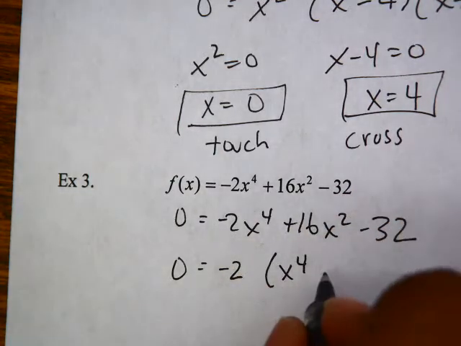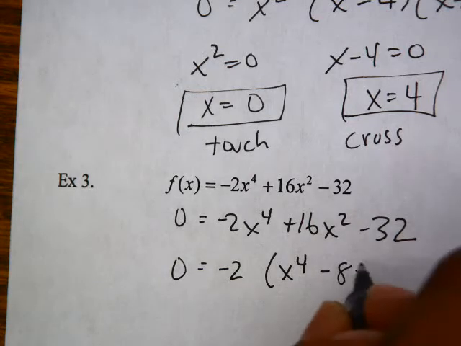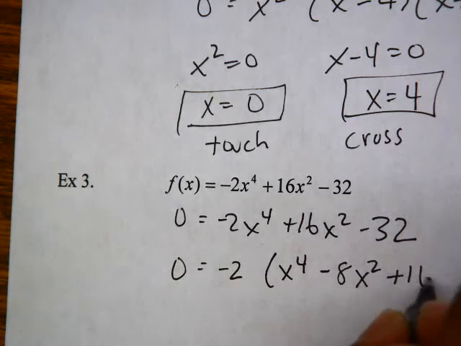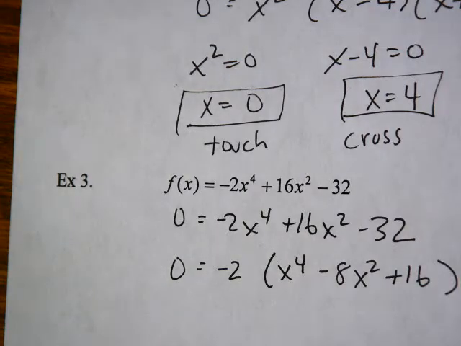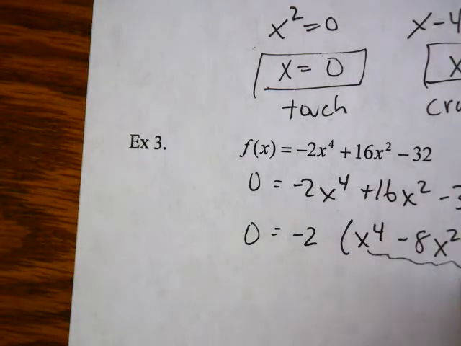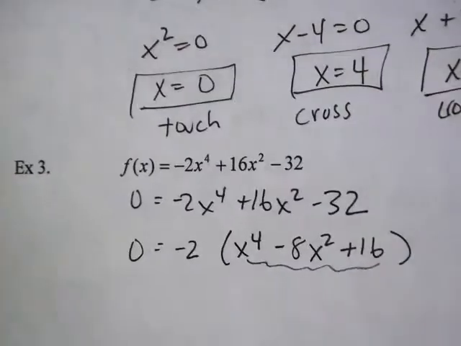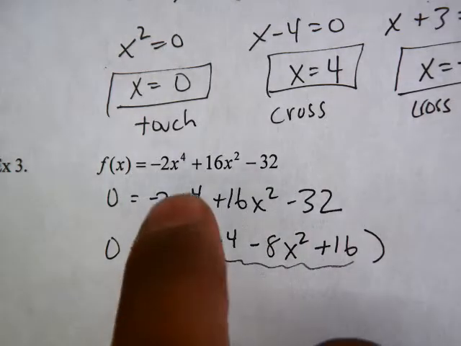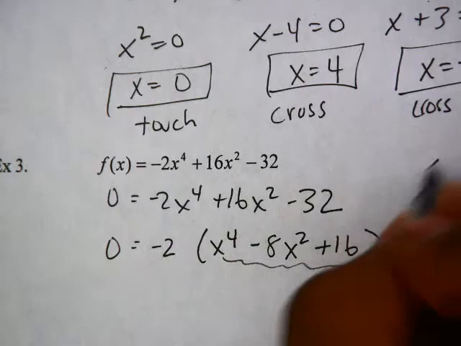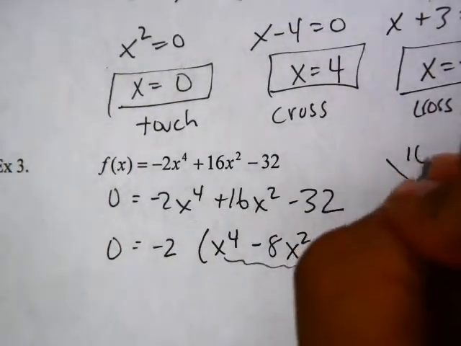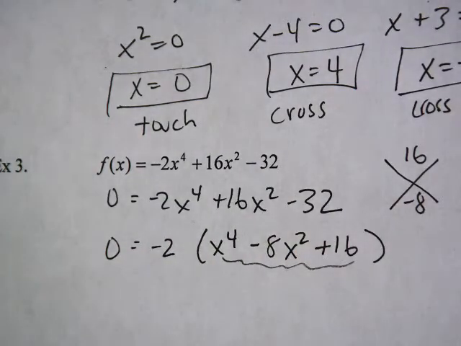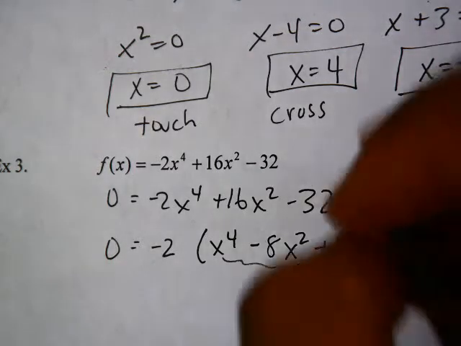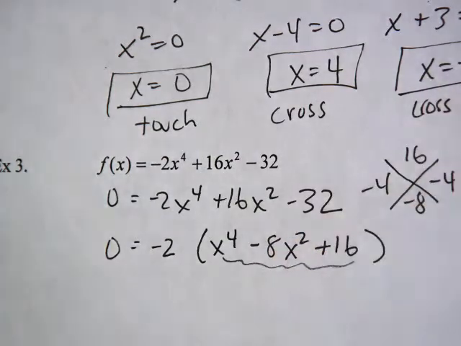That gives me x to the 4th minus 8x squared plus 16 because I divided out by negative 2. You want to try to factor this much. Alright, what's left over there? And this is a quartic trinomial, so we also factor it using the factor puzzle. 16 on top, negative 8 on the bottom. Two numbers that multiply to positive 16 and add up to negative 8 are negative 4 and negative 4.